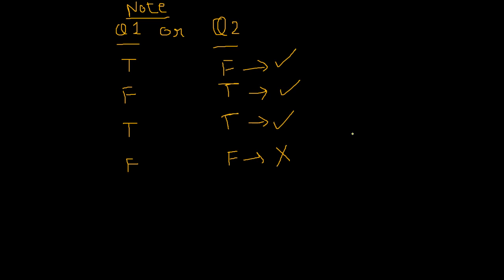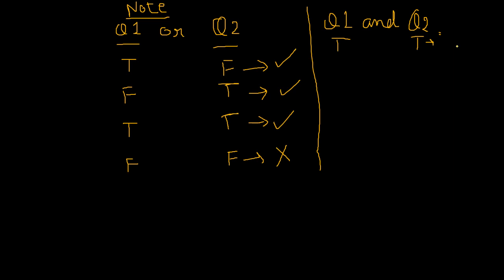Okay, and suppose let me take one more example. Suppose it is given that you have to do question number 1 and question number 2. So what does it mean? It means that you will get the marks only if you attempt both the questions. Only in that case you will get the marks.